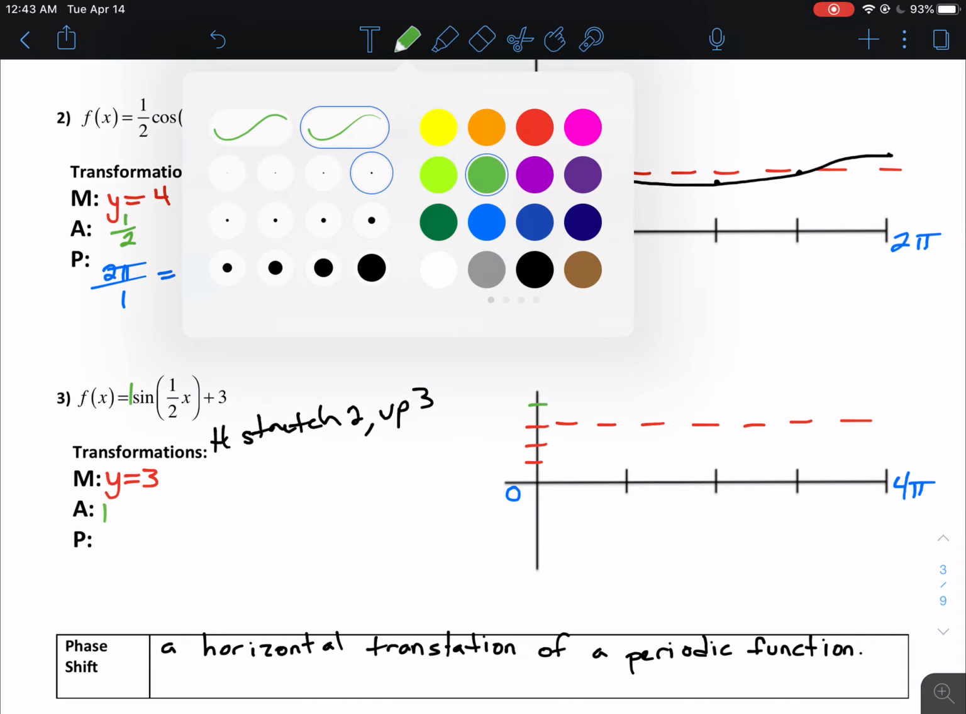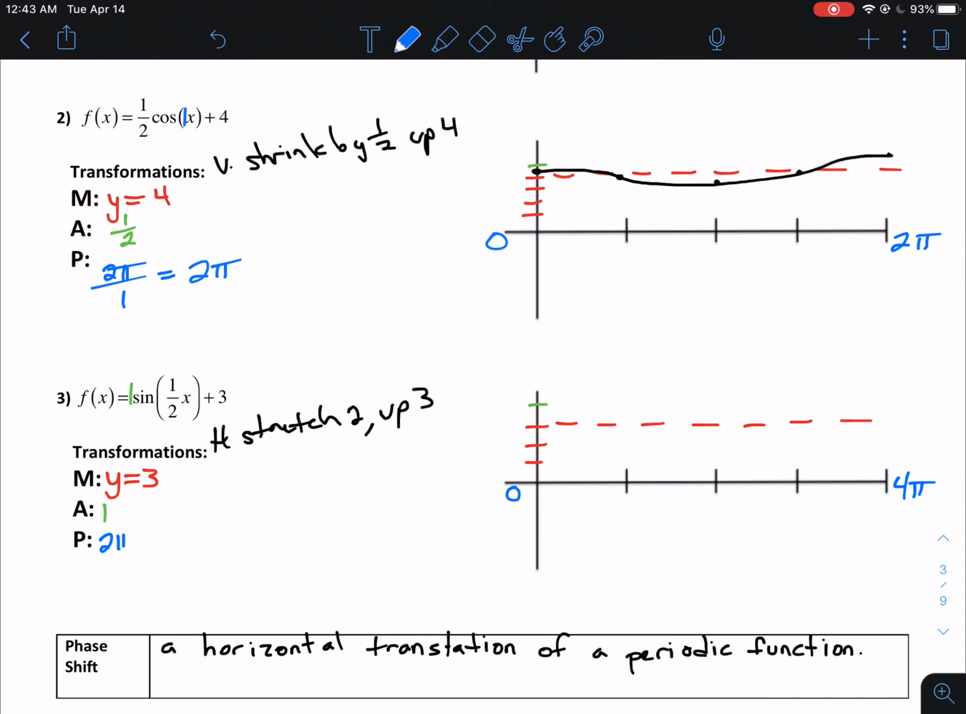Lastly, period. We're going to take 2 pi divided by whatever number was in front of x. So 2 pi divided by 1/2. So dividing by a fraction, remember, is the same as multiplying by the reciprocal. And that does in fact lead us to what we expected in the first place, which is that it should be going from 0 to 4 pi.